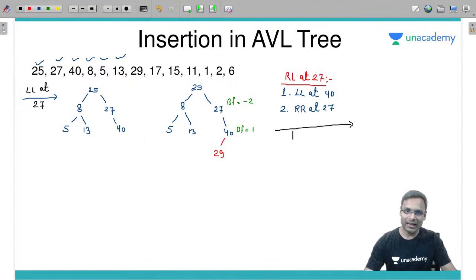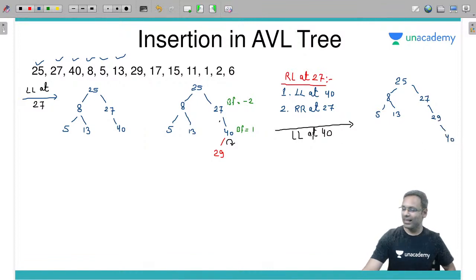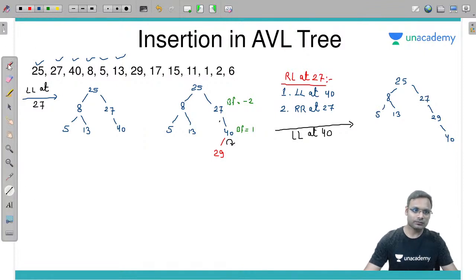First of all, LL at 40. LL at 40 means single right rotation this way. Let's do that. So the tree will become like this. 25 in the root, left side 8, its left 5, right 13 as it is. 27 also as it is. This 29 will go up and 40 will go in the right of 29 like this. So LL at 40 done. Now next is what?